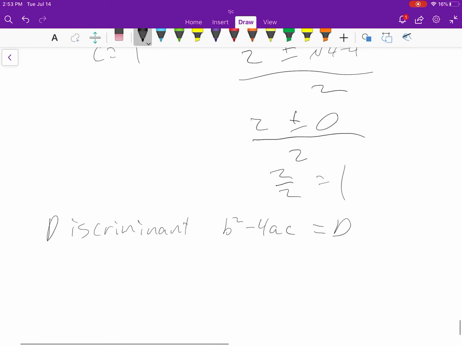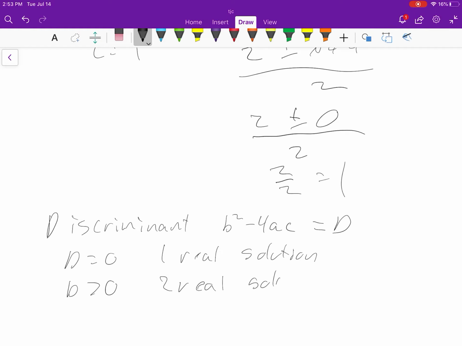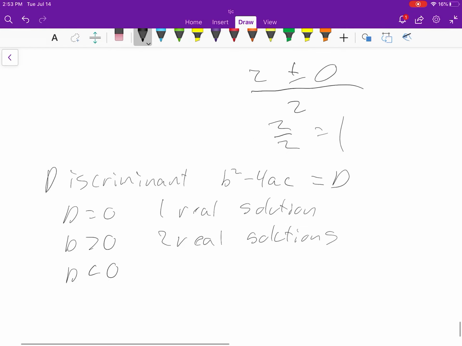Now there's 3 possibilities. We've talked about them. We've done examples with all 3. One is if D equals 0, then you have one real solution. The other one is if D is greater than 0, then you have 2 real solutions. The last is if D is less than 0, then you have 2 imaginary solutions.